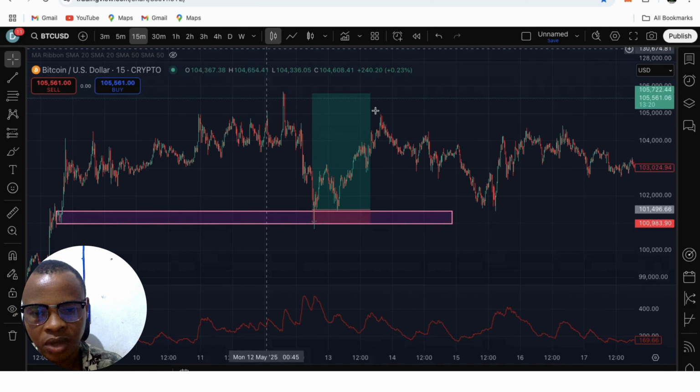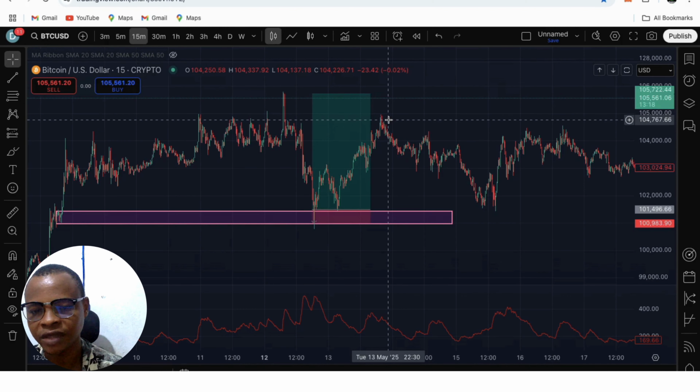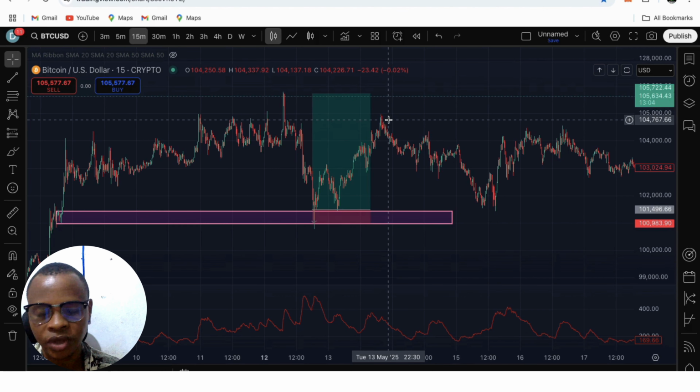Now, how do you apply this ATR? If you are taking a long position, you subtract the ATR from the value of the low of the candle on which you place your entry. If you are taking a short, it's the ATR plus the value of the high of that particular candle, which is your entry candle.